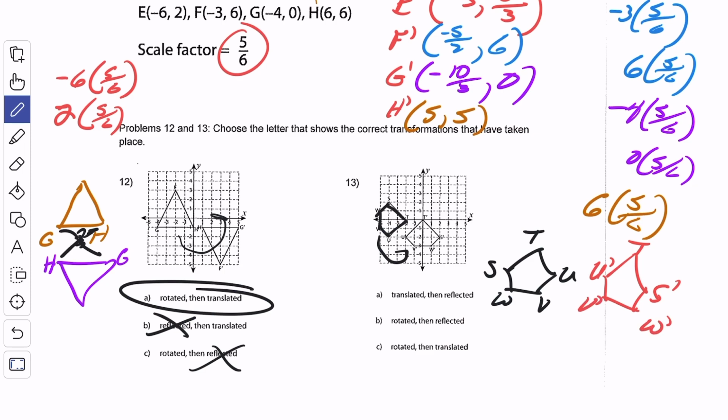So it is being rotated, because otherwise it wouldn't be able to be in that exact spot. But then if you look, everything's just on the opposite side of what the original image was. So that means it was being reflected. So it's being rotated, then reflected. And that would be the answer for that last one.